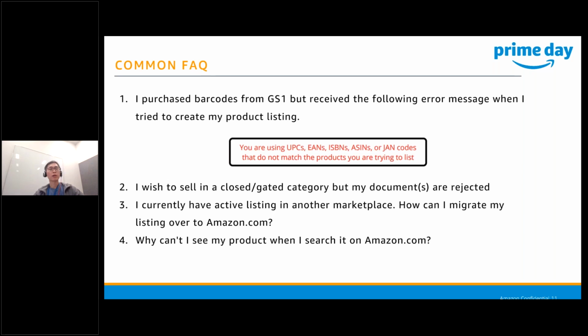So here are some common FAQs that we usually get from our sellers. First of all, the common question we get is, I purchased barcodes from GS1, but received an error message like this in the screenshot when I try to create my product listing. So what you need to do for this issue is open a case with seller partner support and then attach all your supporting documents that you downloaded from your GS1 portal, and then send in for verification.